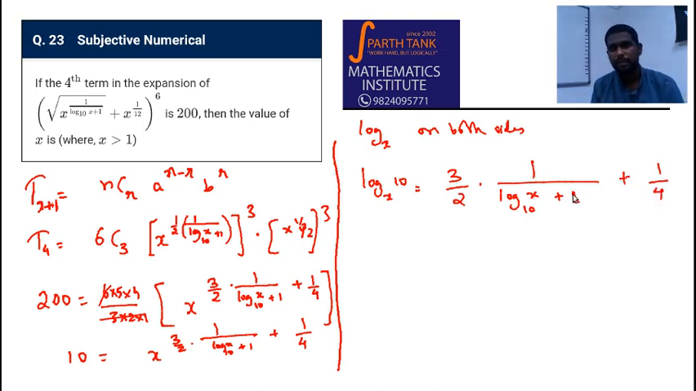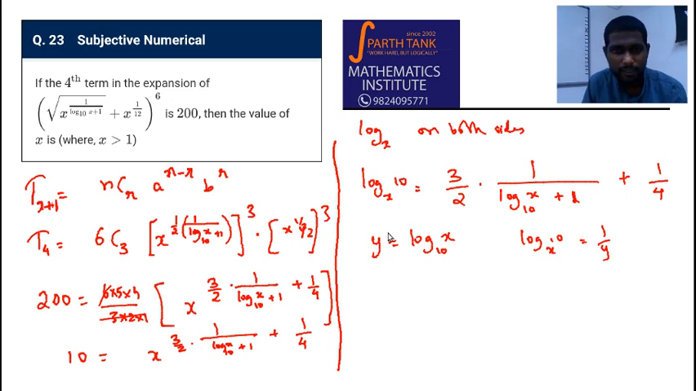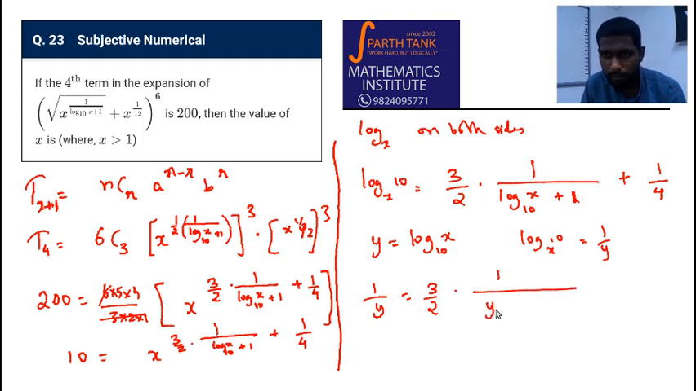Alright. Now you see here, if you put y equal to log of x base 10, this becomes log of 10 base x, which is nothing but 1 by y. That is the change of base rule basically. So this becomes 1 by y is 3 by 2 into 1 by y plus 1, plus 1 by 4.